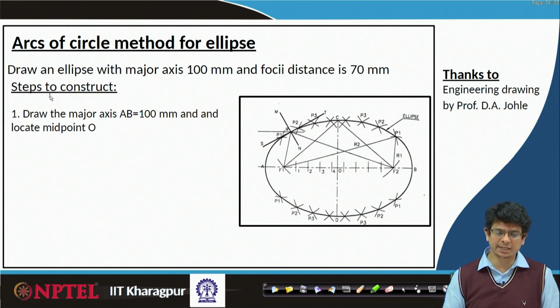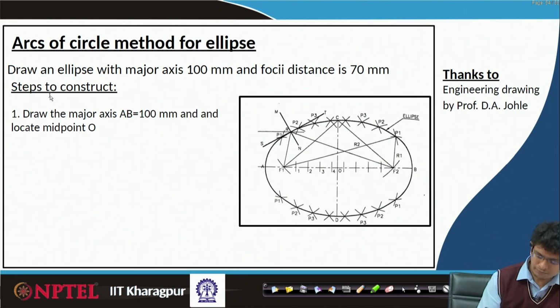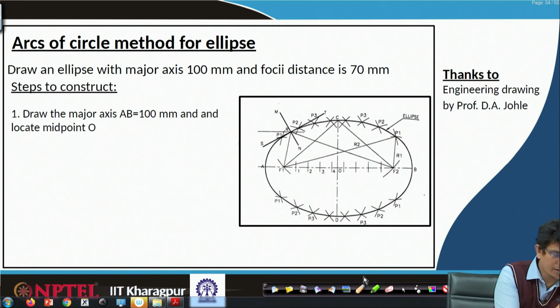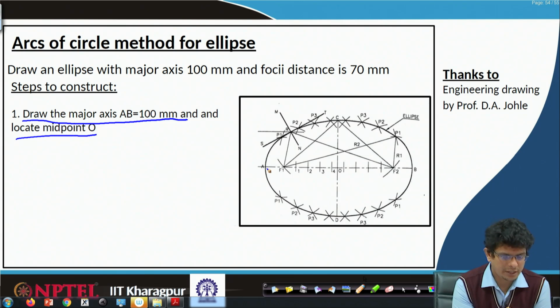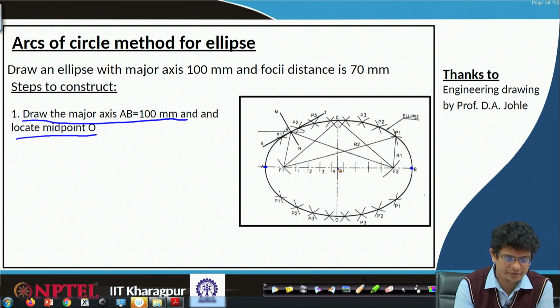So, let us look at the steps. First of all, we have to draw major axis AB 100 mm and locate the midpoint O. Point A, point B, this is 100 mm, and at 50 mm we are going to locate O.